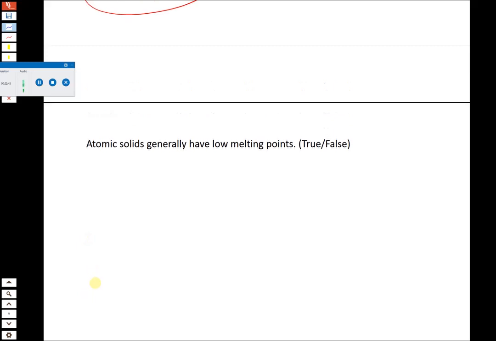Next question is another true-false one. We get less than 50% on this. That's why I want to go over anytime the score in a true-false question is less than 50%. That's a little bit alarming. So here we have: atomic solids generally have low melting points, true or false.